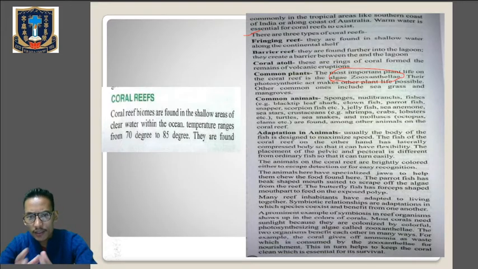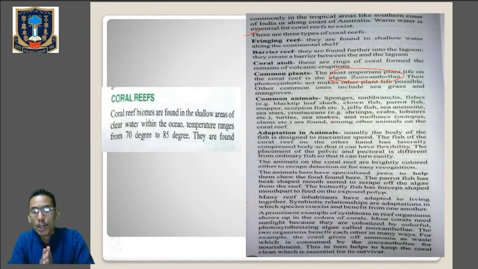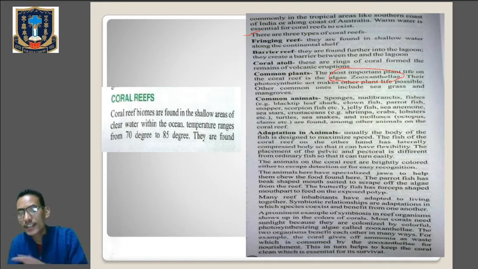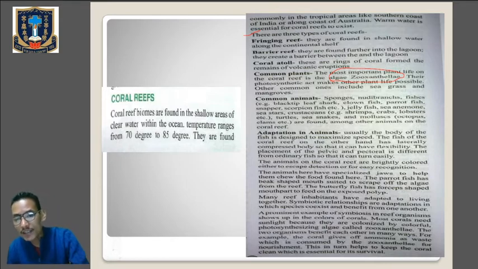Usually the body of a fish is designed to maximize speed. The fish of the coral reef, on the other hand, has a laterally compressed body, so that it can have much more flexibility. The placement of the pelvic and the pectoral fins is different. Animals on the coral reef are brightly colored in order to escape detection or easy recognition.